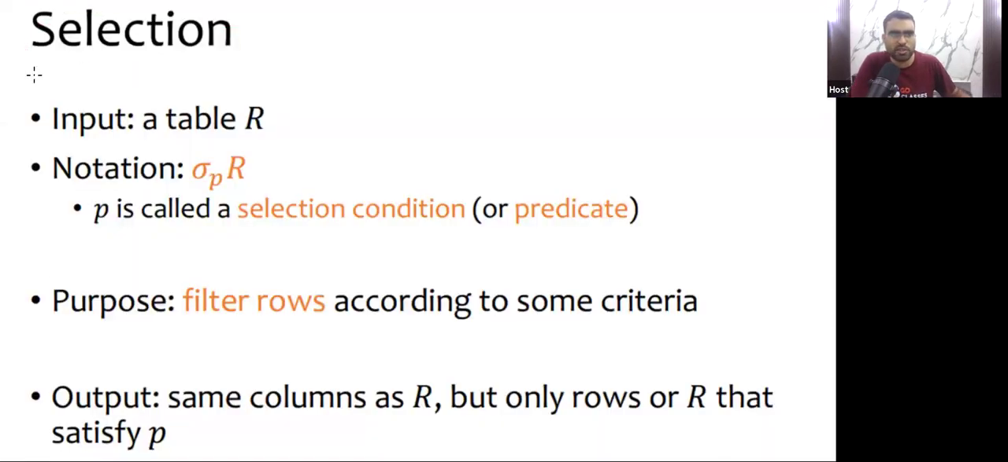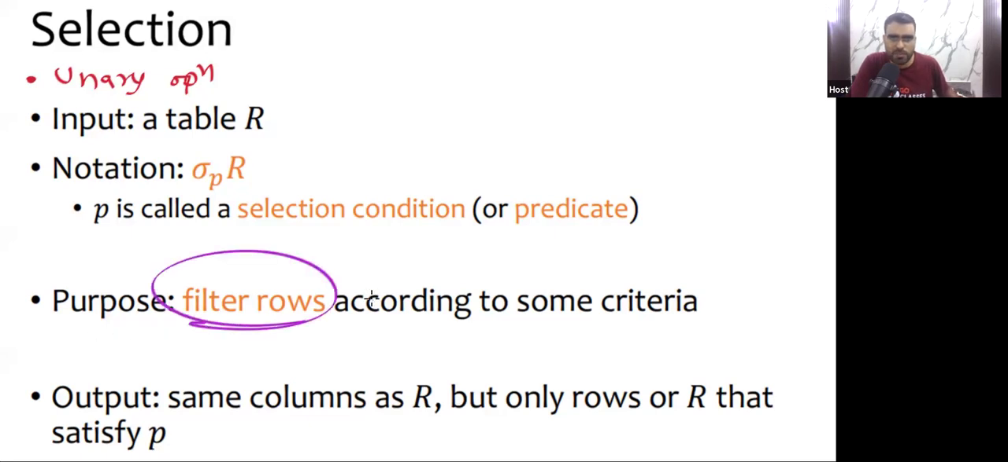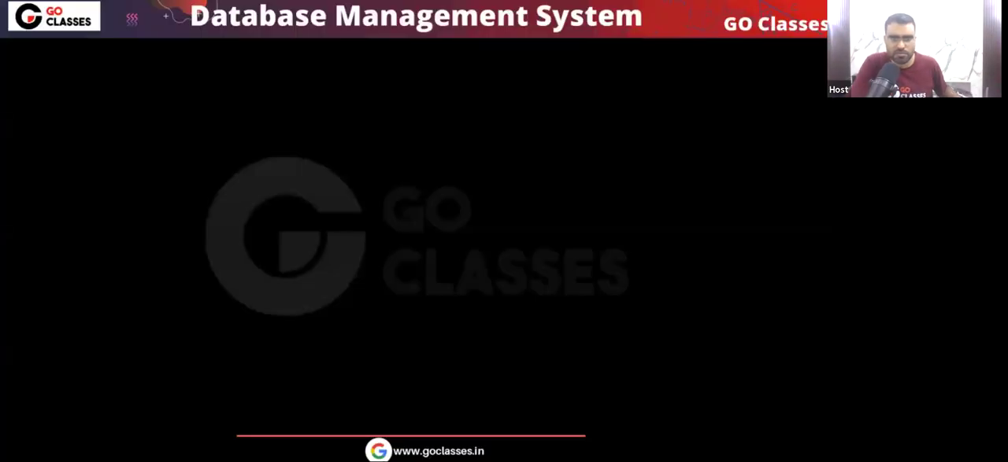So we have seen this selection operation. Input is one table R, so this is a unary operation. And this is the notation. Here you can see this P. This is the tuple selection condition. And what is the purpose? Purpose is to filter rows based on the condition. The schema will be the same as the input.